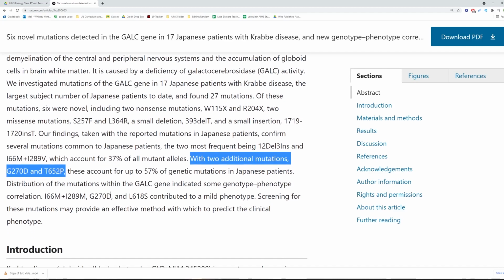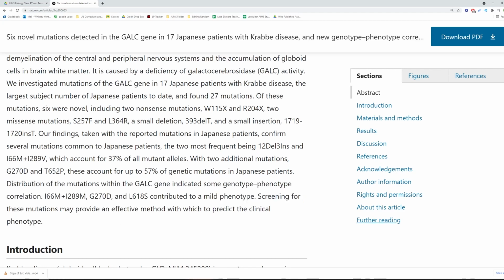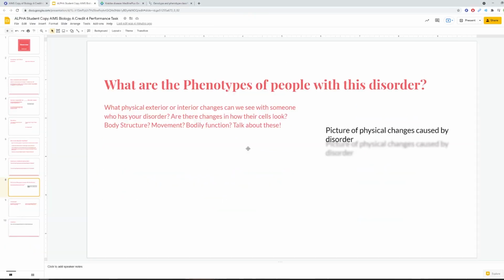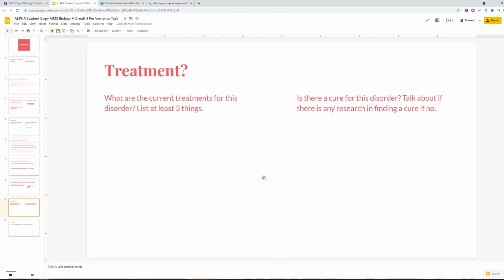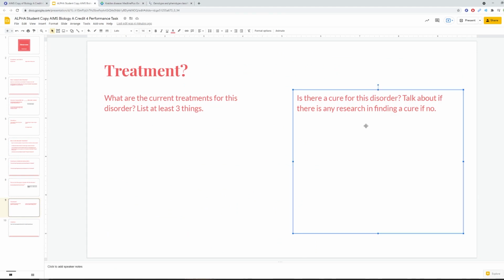All right, well, here we also are given some information about the phenotypes. We can use this information to help us answer our next slide, phenotype. And finally, we have to research if there are any treatments and if there's actually a cure or if there's not a cure.